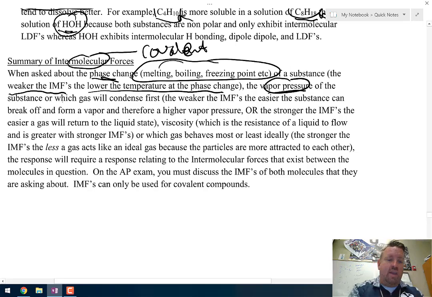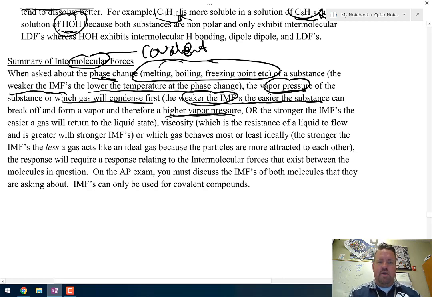Okay, or they can say, here's a bunch of gases. Which one's going to condense first? As you start to lower the temperature, which one's going to condense first? Well, as they hit each other, if the intermolecular forces are strong, they're going to stay together. So the weaker the intermolecular forces, the easier the substance can break off and form a vapor, and therefore the higher the vapor pressure. So weaker IMFs, higher vapor pressure.